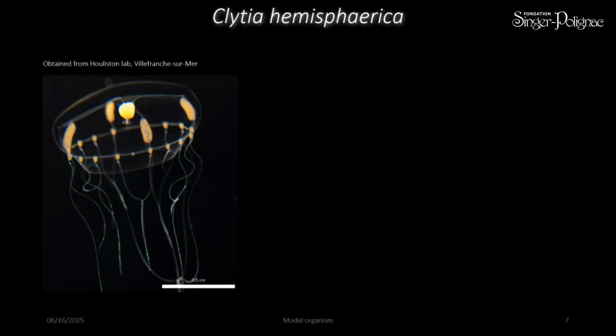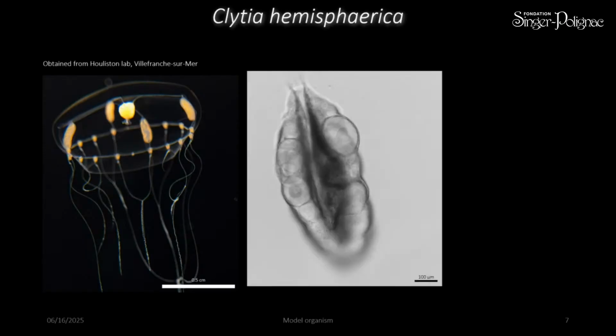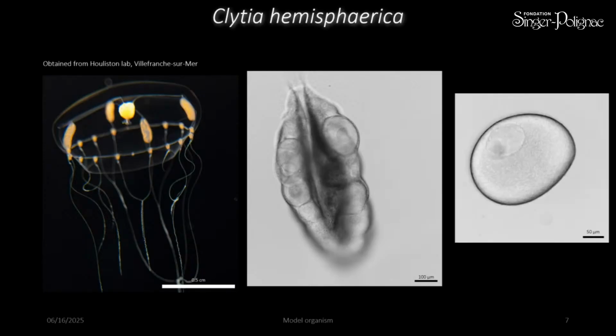We obtained this model organism from Evelyn Holliston from the south of France. This is a fully grown Clytia, which has four radially located ovaries, and this is a single ovary with fully grown oocytes and also small oocytes. When you isolate a single oocyte, it's quite transparent, and this is how it looks. It's quite large, around 170 micrometers, with a nucleus of 70 micrometers in size.